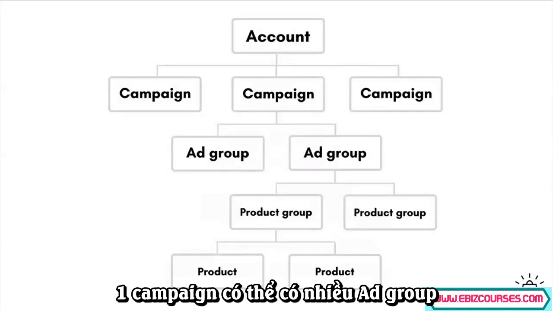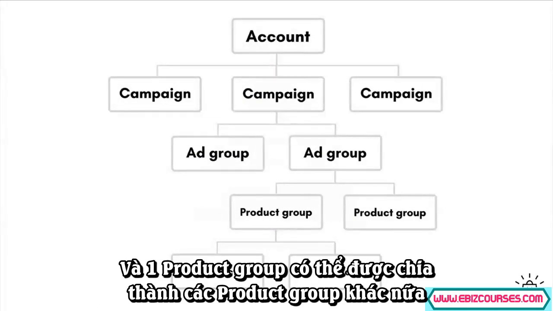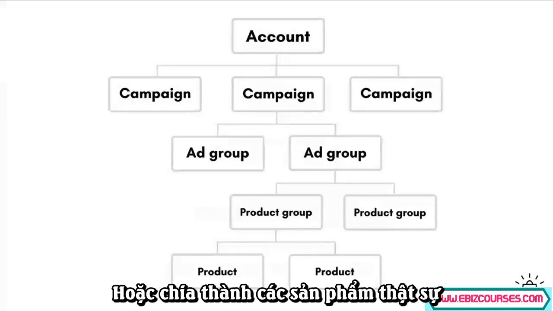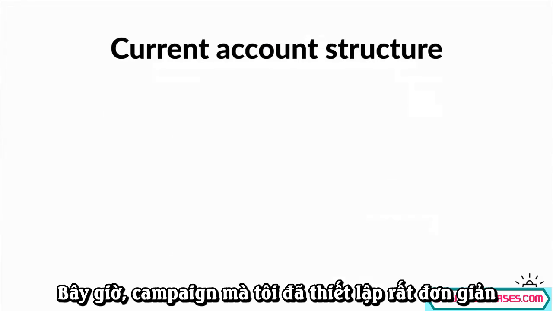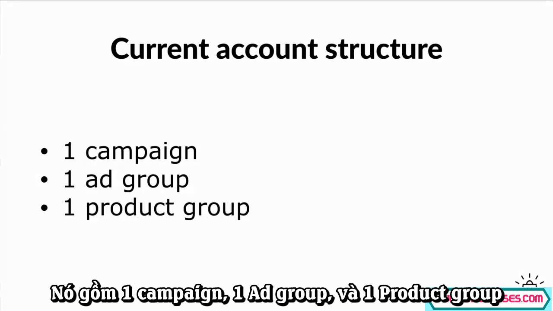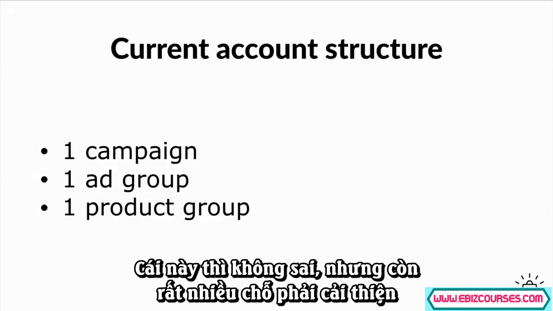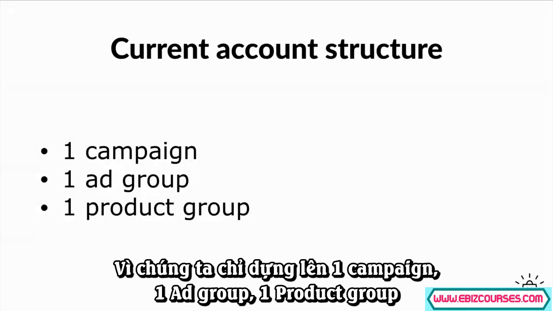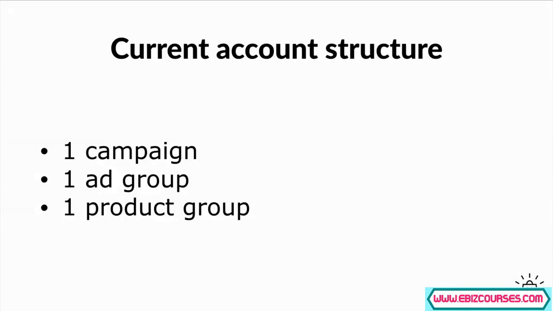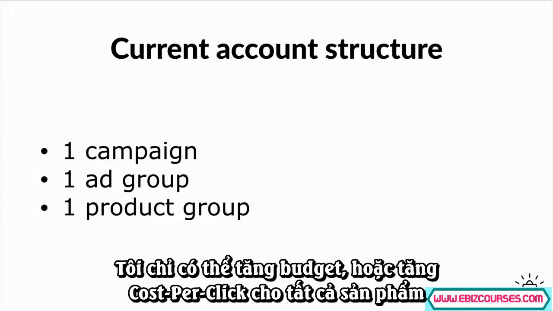So one campaign can have multiple ad groups, one ad group can have multiple product groups, and one product group can be subdivided into other product groups or into the actual products. So right now, the campaign that I've just set up is very simple. It's one campaign, one ad group, and one product group. And this isn't wrong, but there's a lot of room for improvement. Because with this setup, I'm very limited in what I can do as an advertiser. I can only increase my budget or increase the cost per click for all of the products.